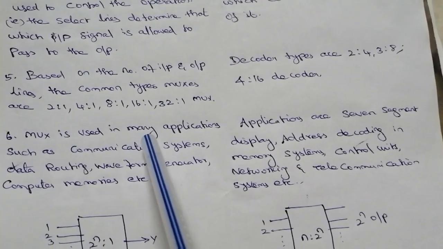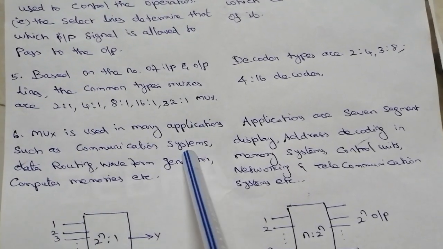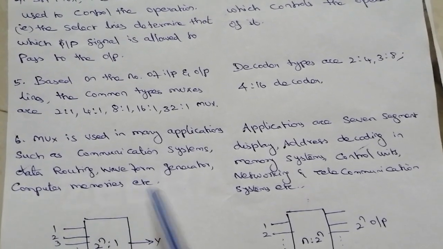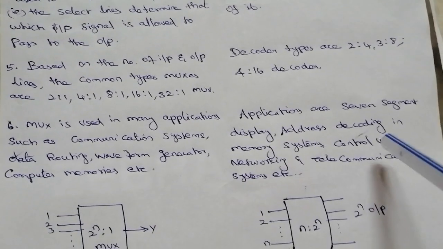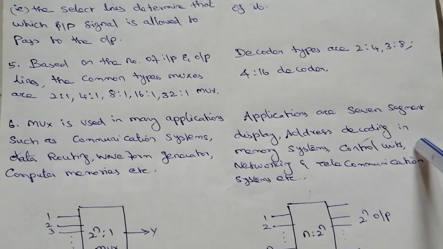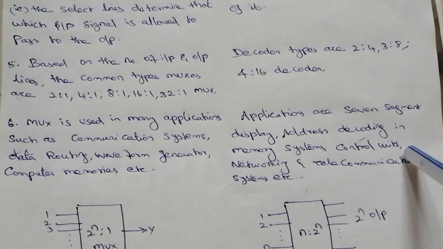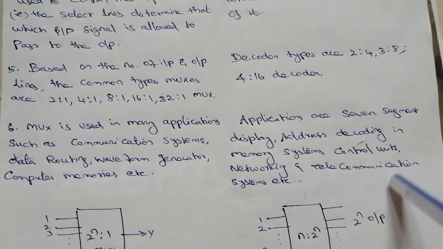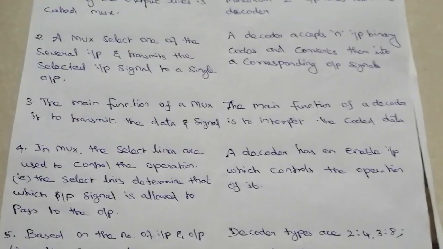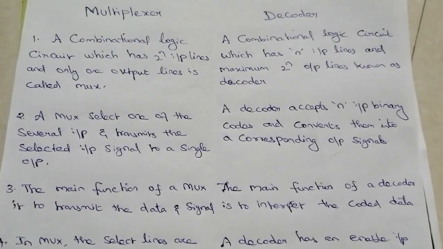Then mux is used in many applications such as communication systems, data routing, waveform generator and computer memories, etc. Whereas decoder applications are 7-segment display, address decoding in memory system, control units, networking and telecommunication system. So that's all about the difference of multiplexer and decoder, right?